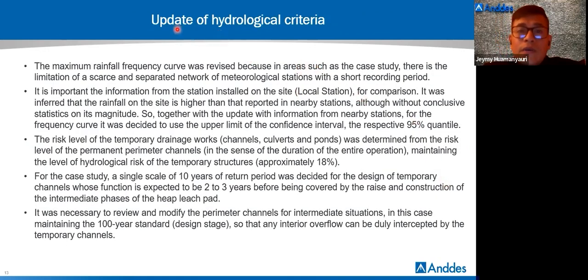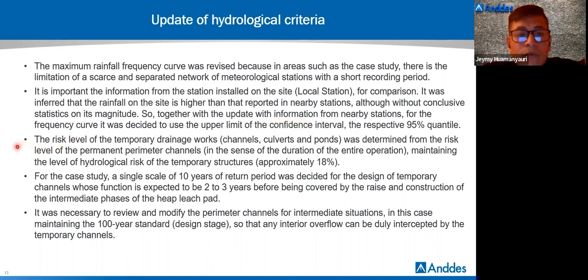For updating hydrological criteria, you need to update the meteorological data and compare with the local station. Most operators have a local station in the mining operation zone, because it makes it easy to update the meteorological data.